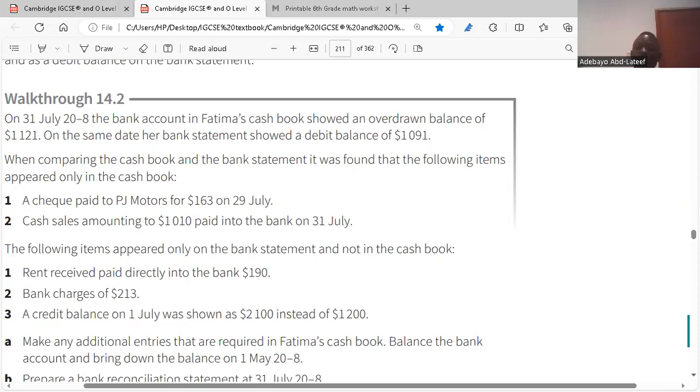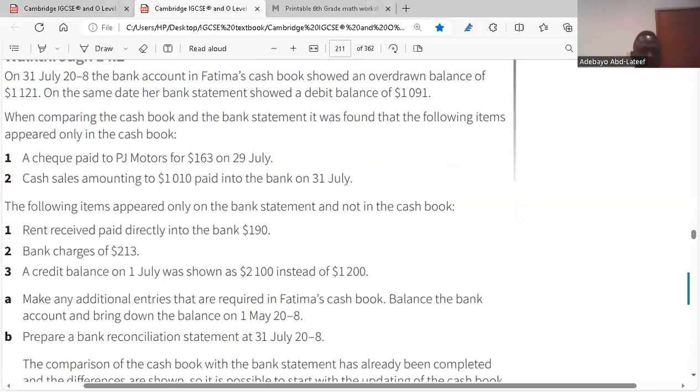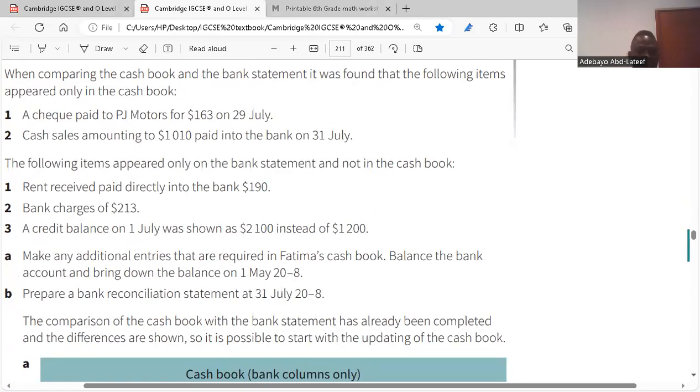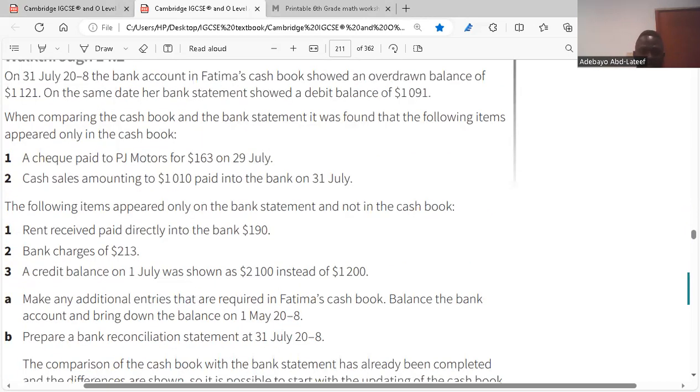The following items appeared only in the cash book: the check paid to PJ Motors for $163 and the cash sales amounting to $1,010 paid into the bank. They are not yet recorded in the bank statement. They are missing in the bank statement. They're recorded in the cash book, but they are not part of the bank statement.